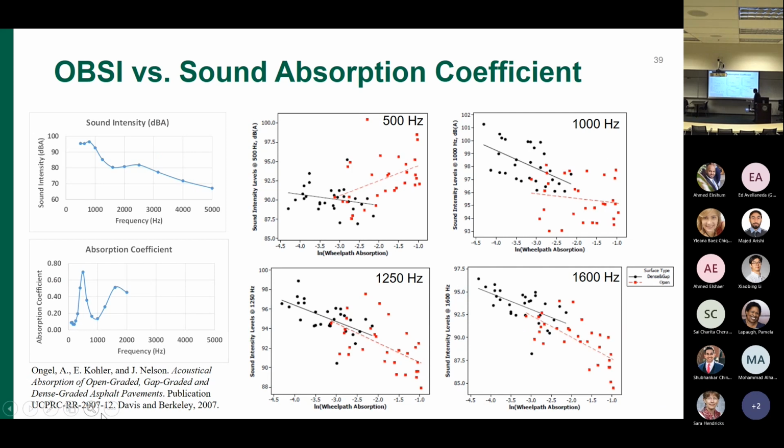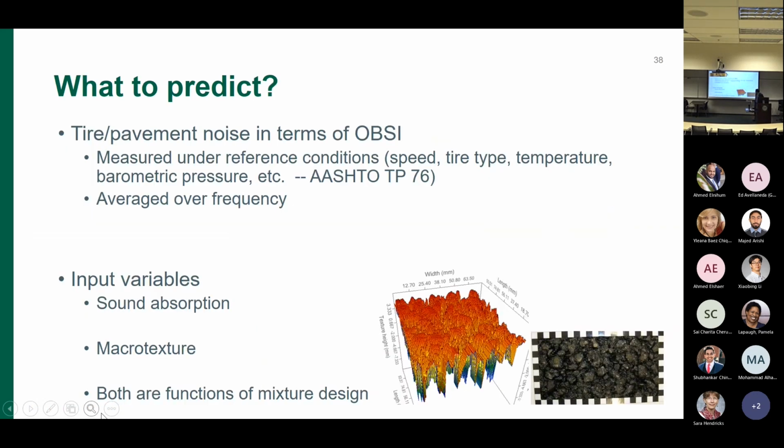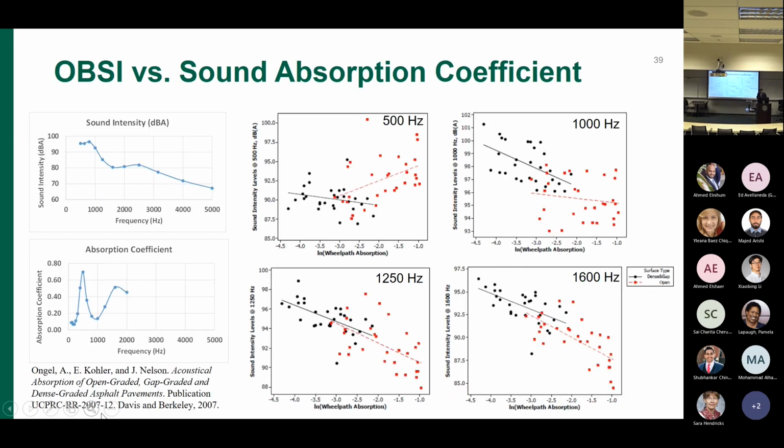Now, first, we want to predict the tire noise in the field from the sound absorption and the macro texture of the mix. So first we want to see whether it's feasible, whether there's some correlation between the OBSI in the field and the sound absorption that can be measured in the lab.